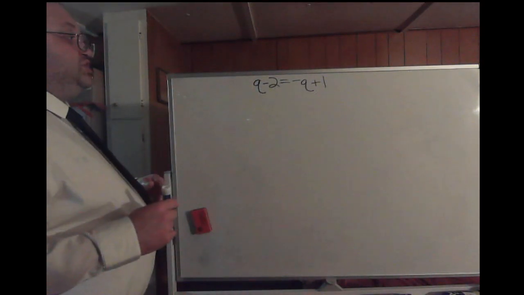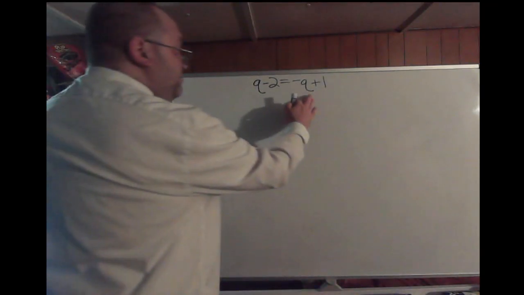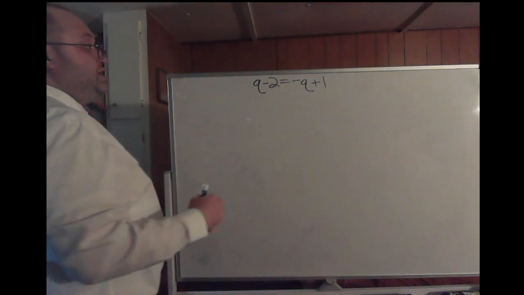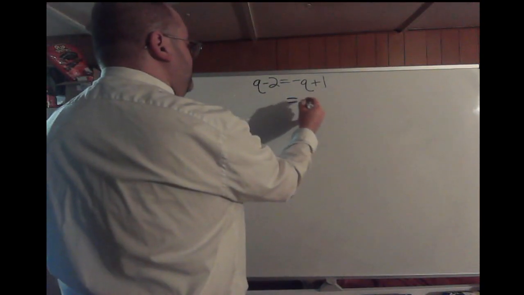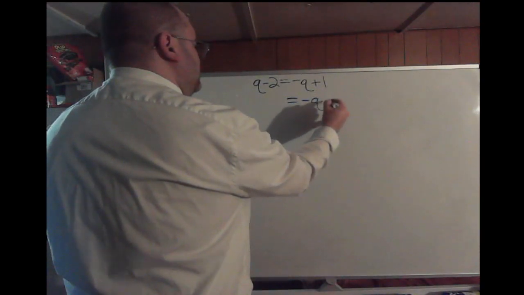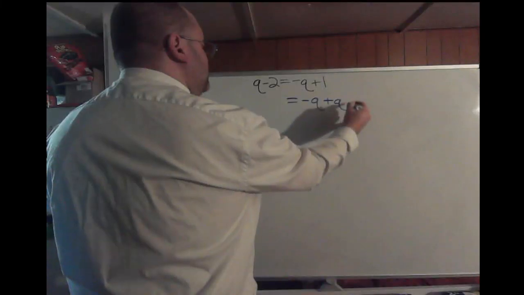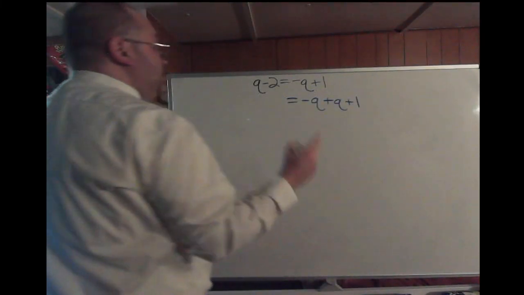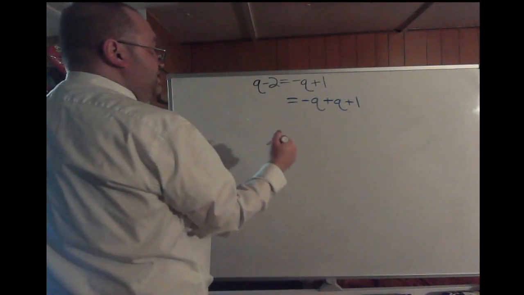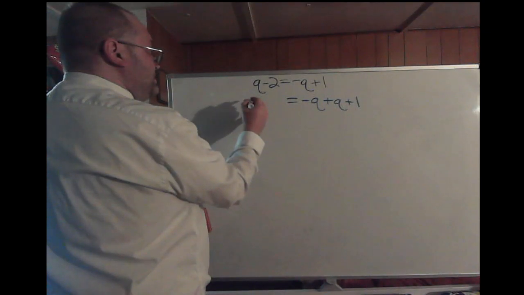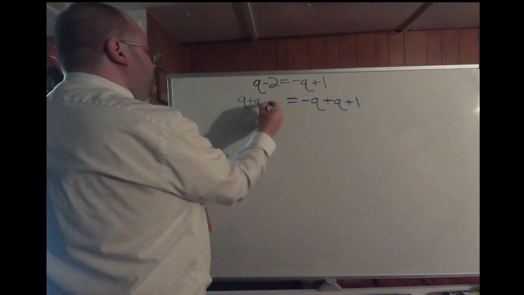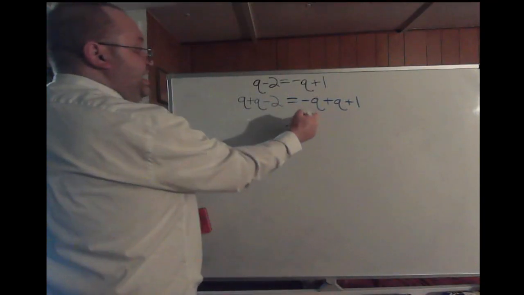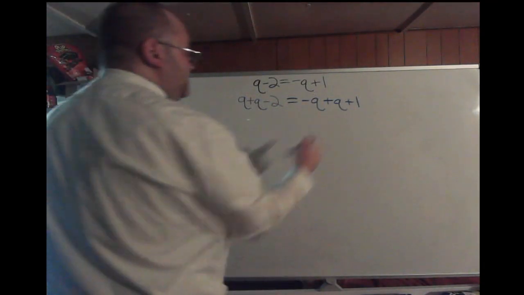Well, what I'm going to suggest again, get rid of the variable from the right-hand side. You have a negative q, so that means you need to add a q to get rid of the variable from the right-hand side. But what you do to one side, you got to do to the other. We added a q to the right side, so we got to do it to the left. So you'll have q plus q minus 2 is equal to negative q plus 1.